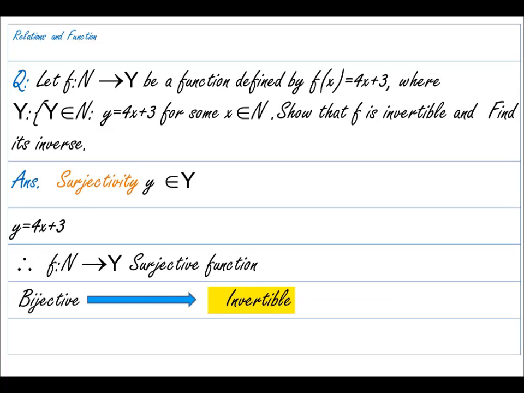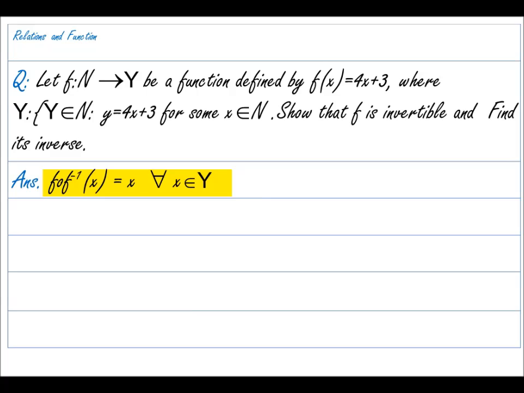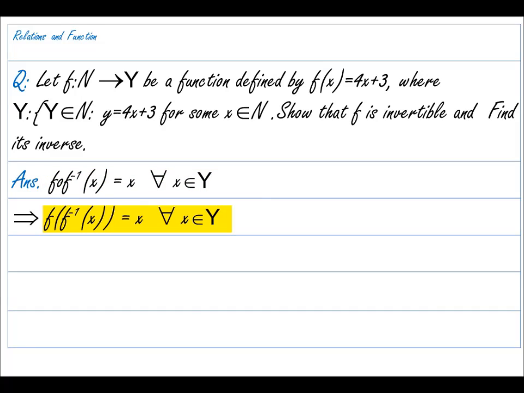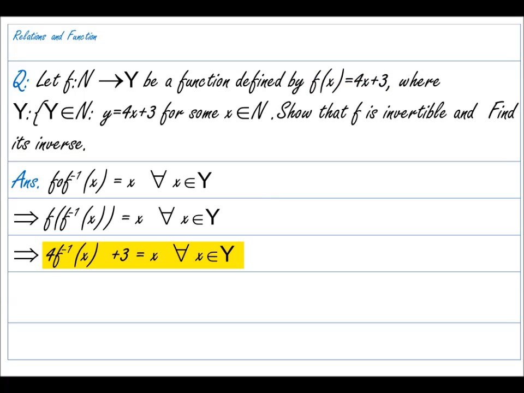Our first step will be f of f inverse of x is equal to x for all x which belongs to the set y. And also f of x is equal to 4x plus 3. And now we shall write f inverse of x in place of x in the given equation. So our equation will become 4 multiplied by f inverse of x plus 3 is equal to x for all x which belongs to set y.